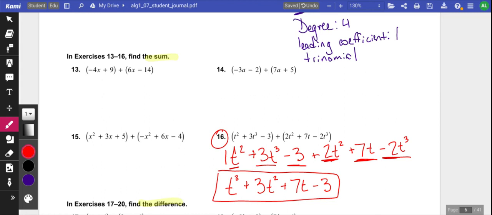Sometimes you look at these equations just at the start and it kind of seems like it's going to be more difficult, especially when you're adding these different polynomials. Okay, when you've got an addition sign in between them, that's really all there is to it. You're just adding all your like terms.